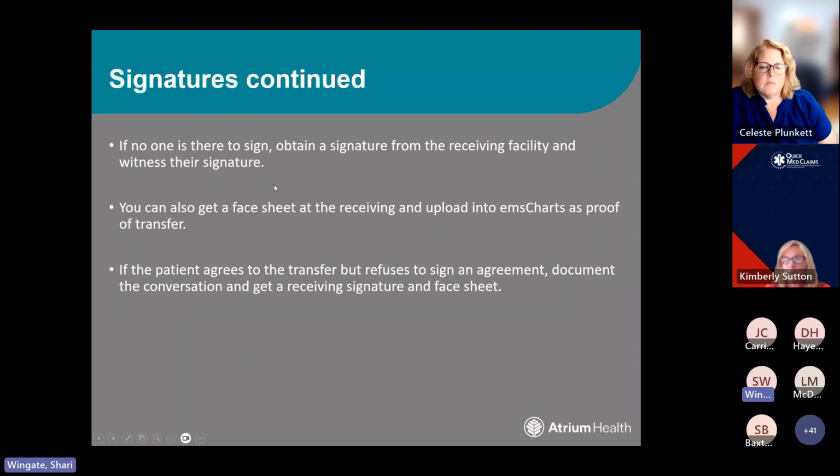No, he is the person. And you'll just have to tell them that we need your signature. You also, if you cannot get a signature from the patient and you get a receiving and witness signature, it also helps to get your face sheet at the receiving and upload that.